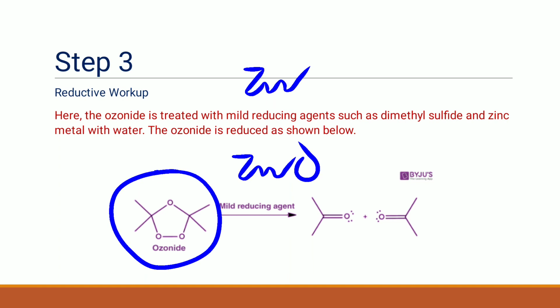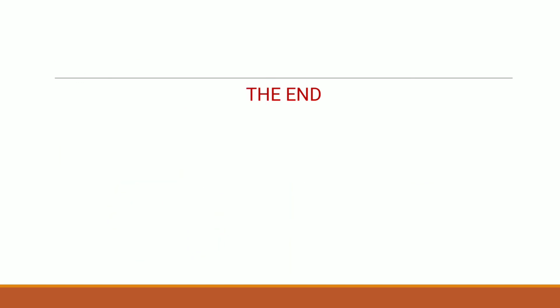Those two products may be two aldehydes, two ketones, or one aldehyde and one ketone, depending on the substituents of the alkene. If the carbon atom of the double bond has at least one hydrogen, it will form an aldehyde. If both hydrogens are replaced by carbon atoms, it will form a ketone there. So dear friends, this is the mechanism of ozonolysis.